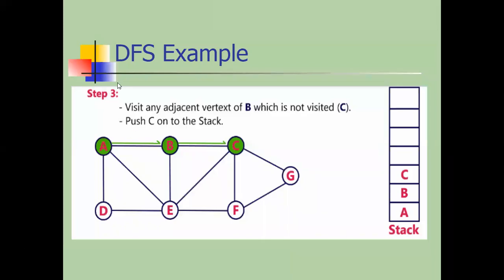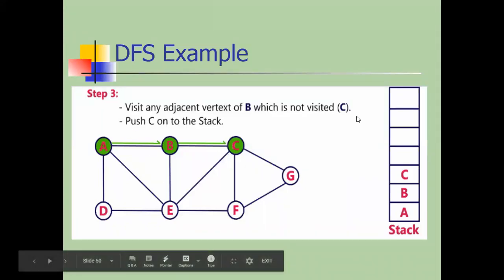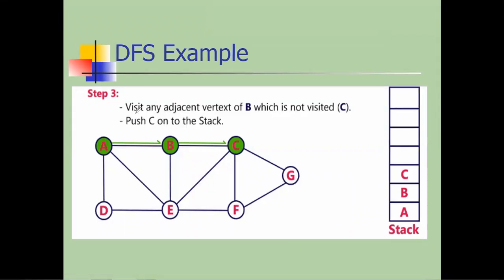Now step 3. What is clear from step 3 here? You can easily understand that point. So visit any adjacent vertex of B which is not visited. Now we are focusing on the vertices adjacent to B, and we are considering C here. B has two adjacent vertices, E and C. So I am selecting C here. I hope everyone is clear, because it is depth-wise.